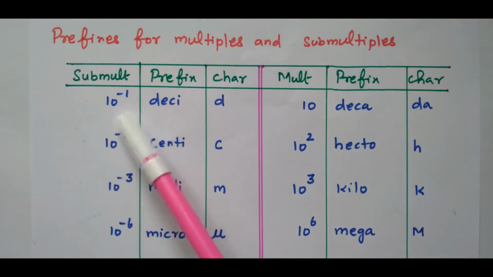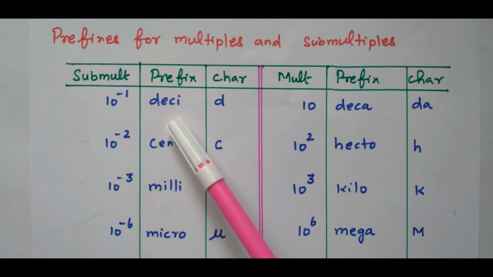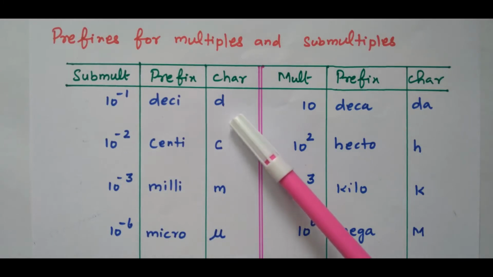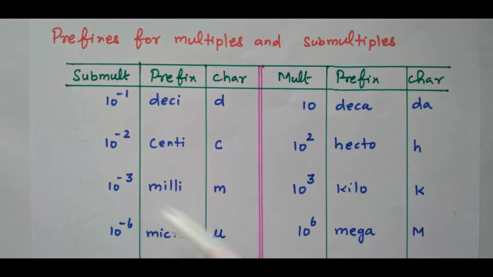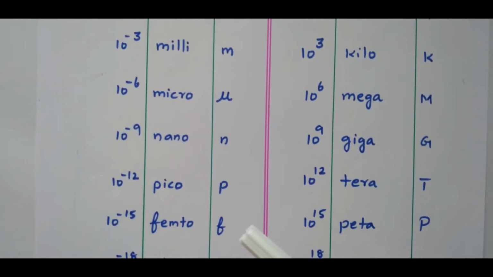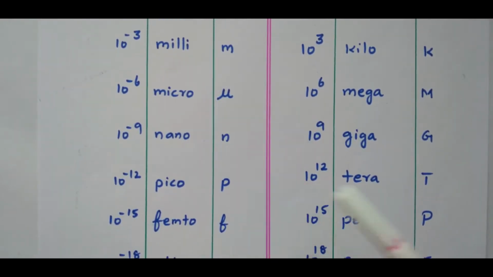10 to the power minus 1, the prefix is deci. The symbol is d. 10 to the power minus 2 means centi, c. 10 to the power minus 3 means milli. The symbol is m. 10 to the power minus 6 is micro. The symbol is mu. 10 to the power minus 9 means nano, n. 10 to the power minus 12 means pico.